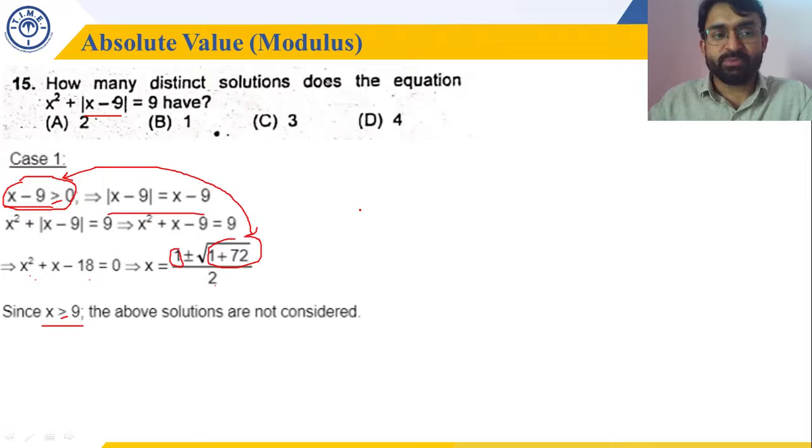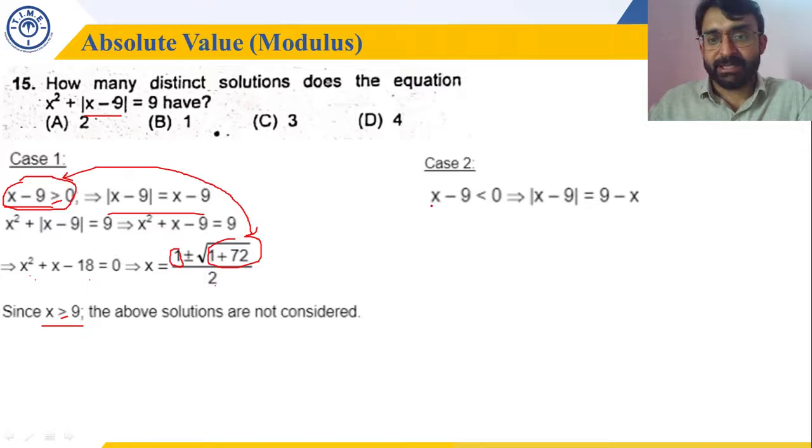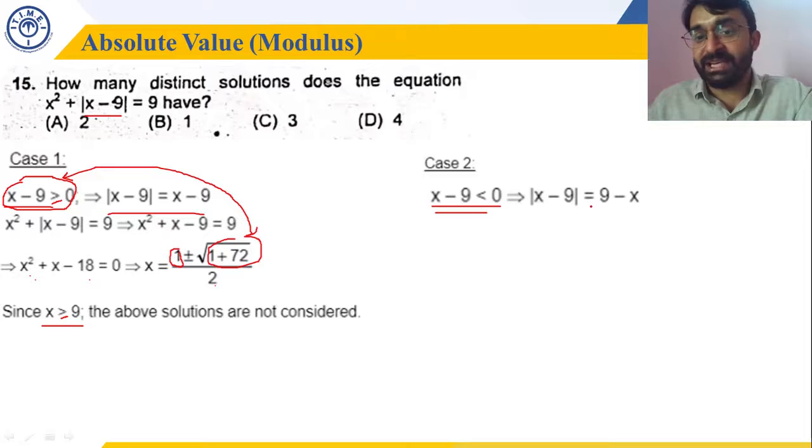Let's move ahead. Case 2. When x minus 9 is less than 0. That means it is negative. So if I say this is minus of x minus 9, minus of x minus 9.